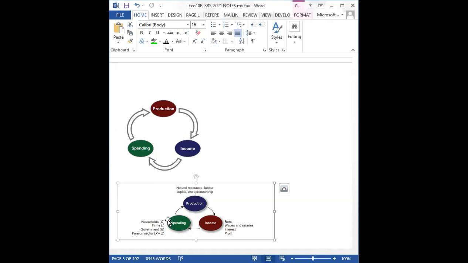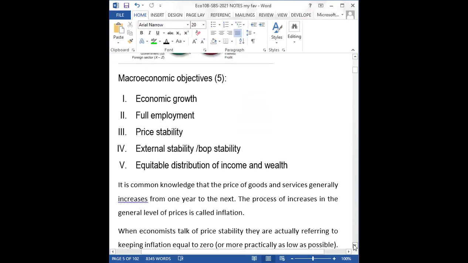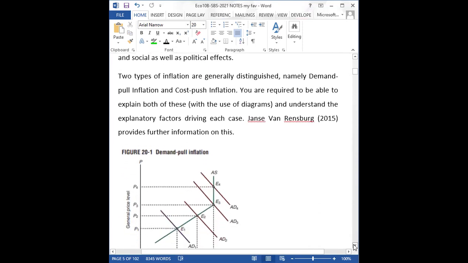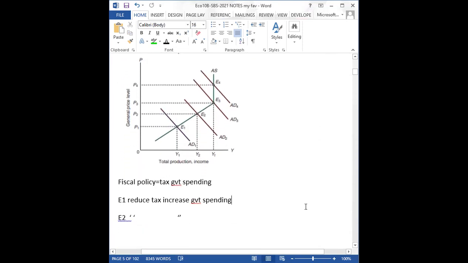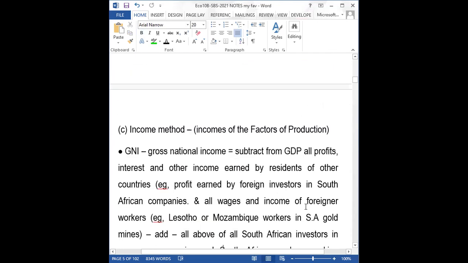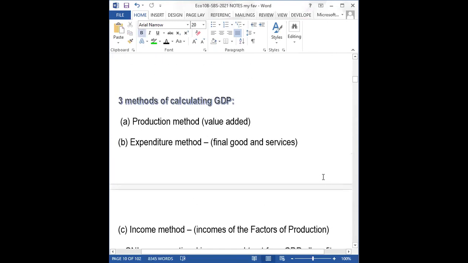So let me just go down them. Let's try to get back to our... all right. So basically these are the methods that we are talking about.